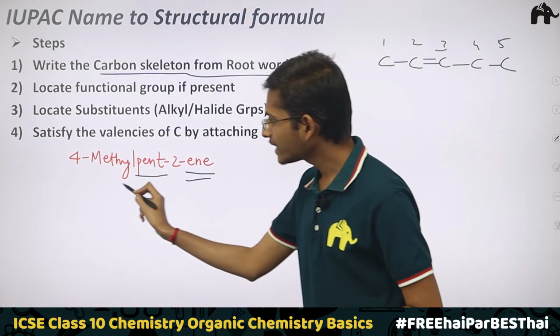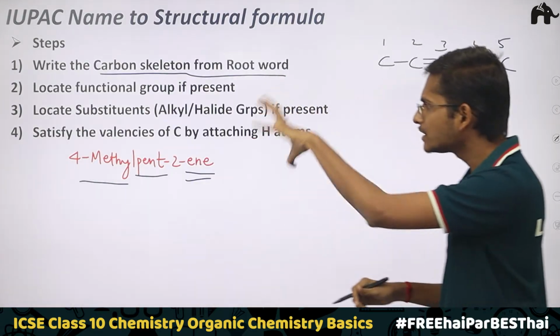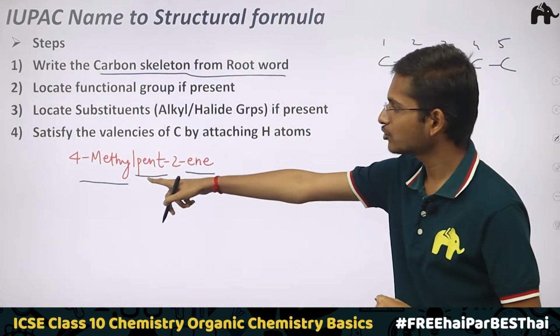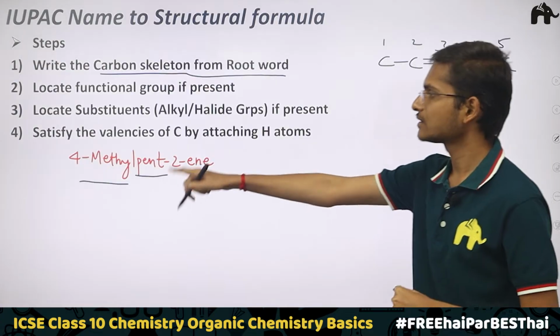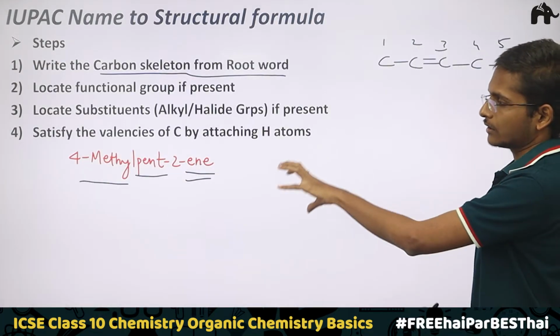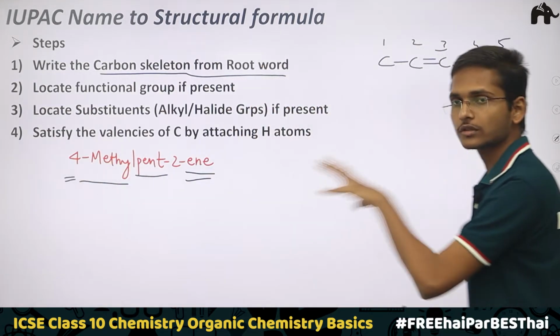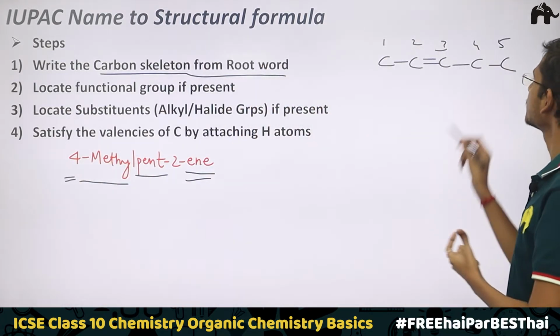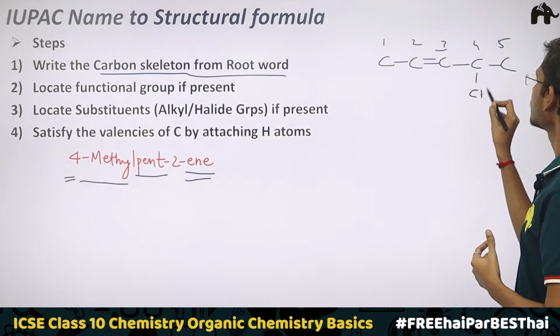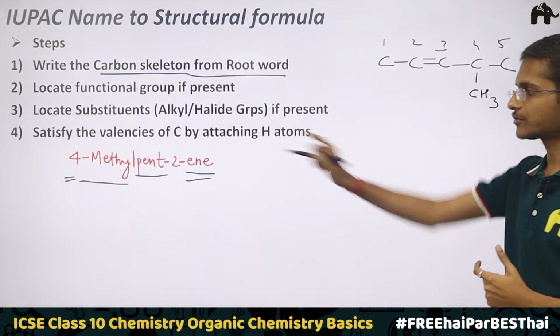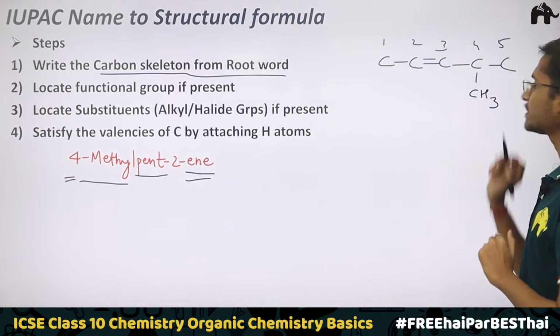Now moving ahead, locate substituents, alkyl or halide groups, if present. I have deliberately taken an example which includes all the steps. So yes, there is an alkyl group. I would locate this substituent. Now what's its location? 4. So it is attached to the 4th carbon atom. I have located 4, and the substituent is the alkyl group, which is the methyl group. I know methyl is CH3.